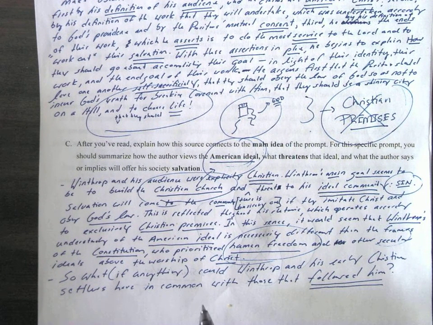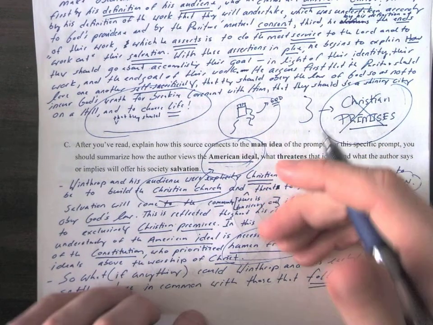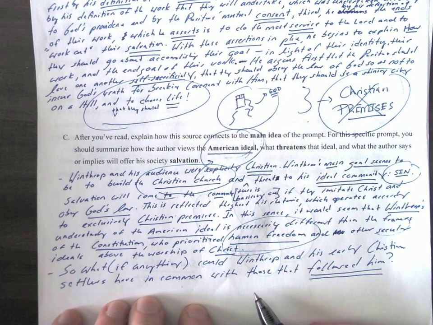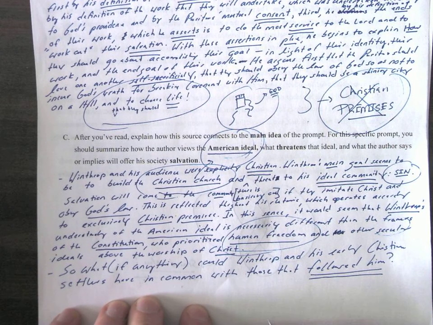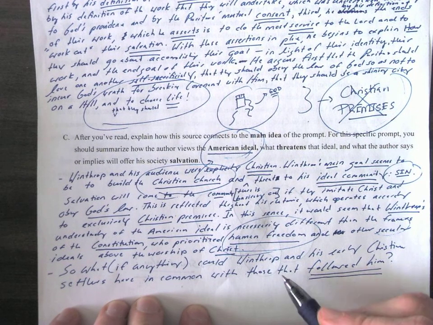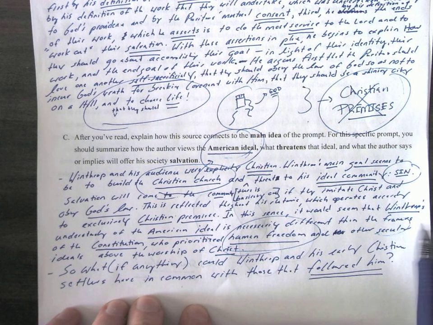But what is it? Well, if you disagree with me, of course you can argue that there is no commonality. But if there is one, we need to be able to put our finger on it. We need to be able to articulate it, okay? And then we need to be able to evidence it in the document itself.